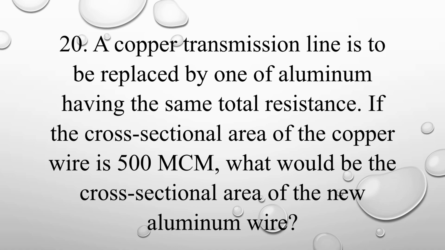A copper transmission line is to be replaced by one of aluminum having the same total resistance. If the cross-sectional area of the copper wire is 500 MCM, what would be the cross-sectional area of the new aluminum wire?